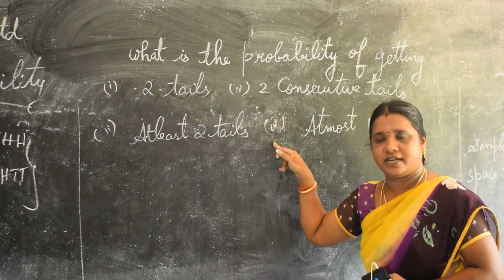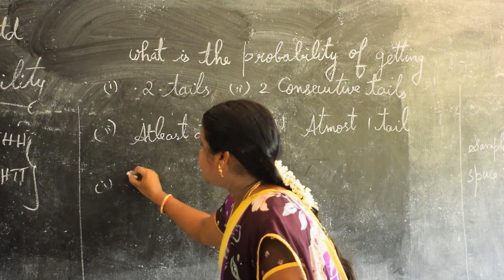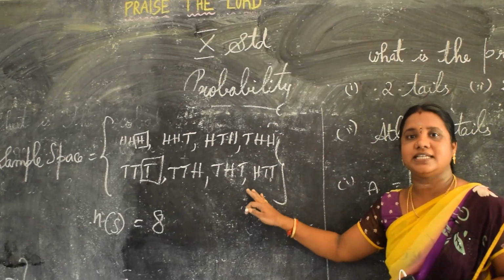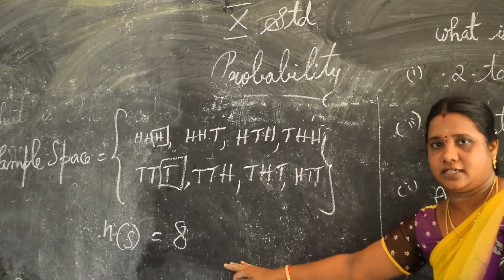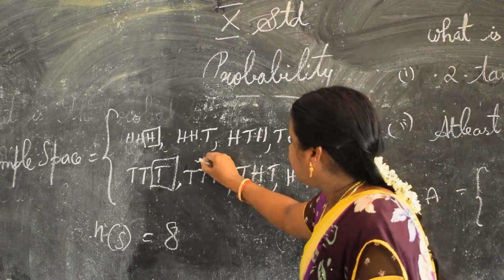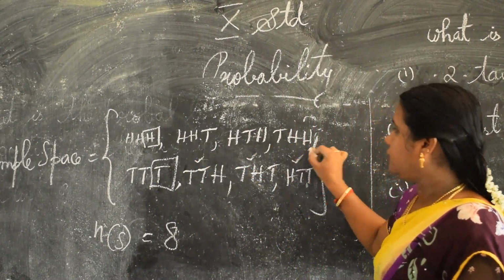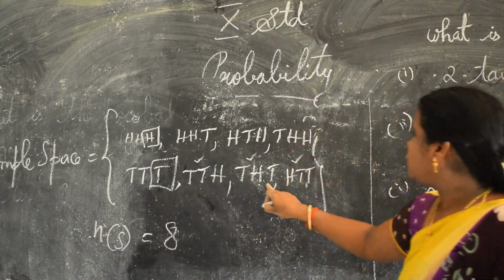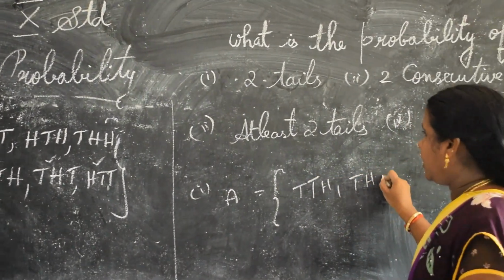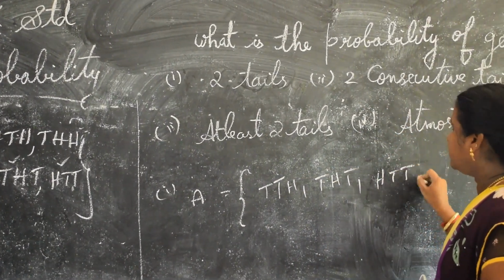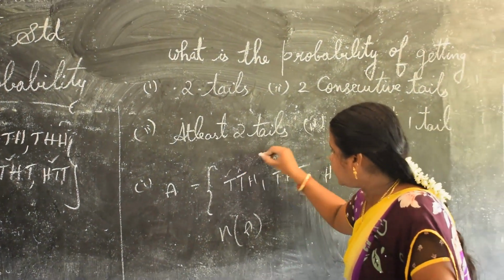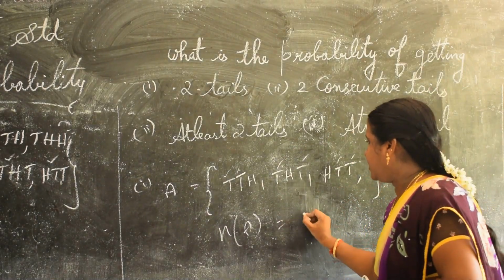See, everything is different. What is the probability of getting 2 tails? I am considering it as A. See our sample space: when we toss 3 coins, N of S is 8. What is the probability of 2 tails? Here we write where 2 tails are there: 1, 2, 3. So our A is TTH, THT, HTT. So what is N of A? See, how many tails are here? 2 tails. So our N of A is 3.